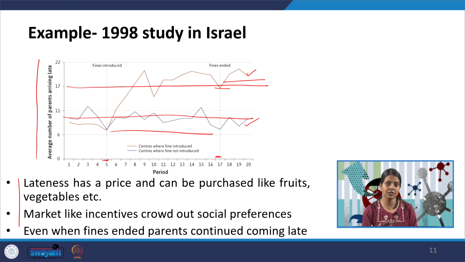We can have certain conjectures or assumptions, like probably they want the fines to be retained. They want the daycare systems to pay fines rather than withdrawing the fines. So, that is what we assume, because that suits their convenience, they got habituated to it. But as such, we do not have information to know exactly why they were still coming late. So, this is the difference between an economic approach and a psychological approach: economics just observes what is happening, as opposed to psychologists, who also try to understand why certain things are happening, why people are behaving in a certain manner.